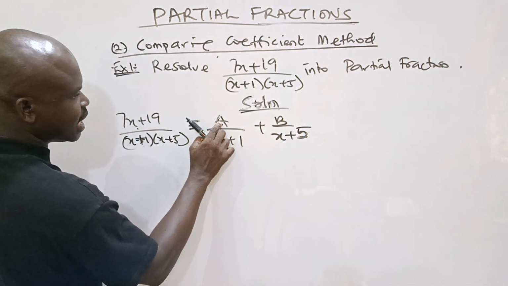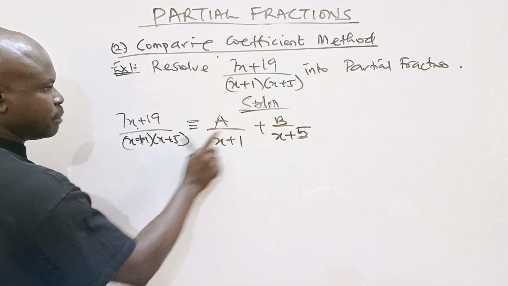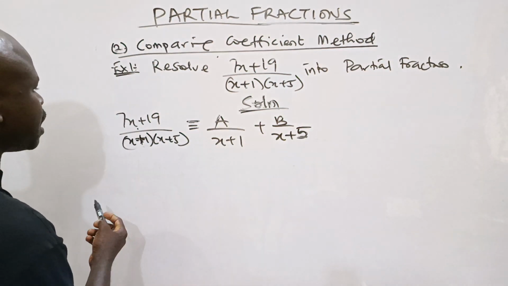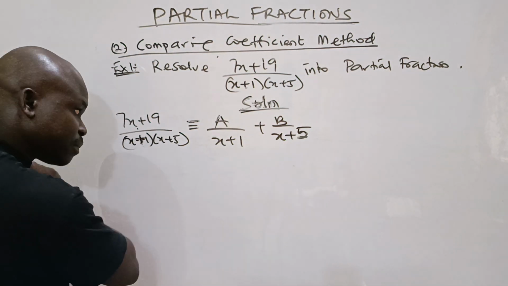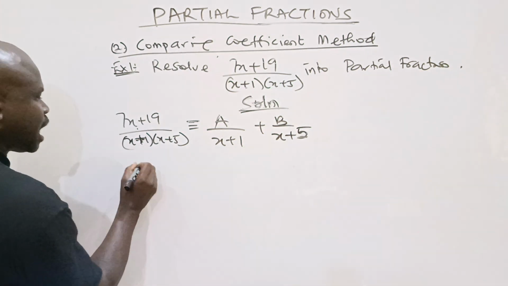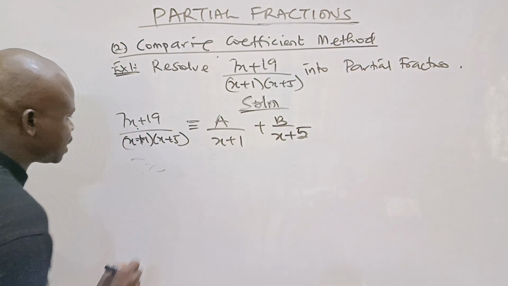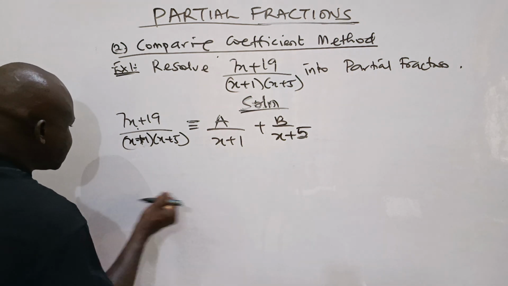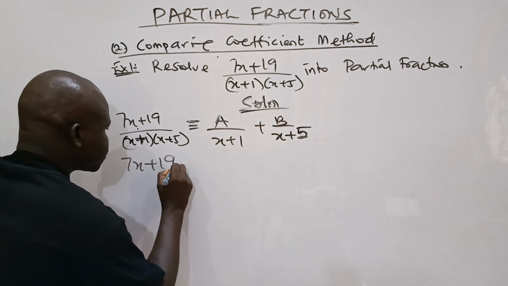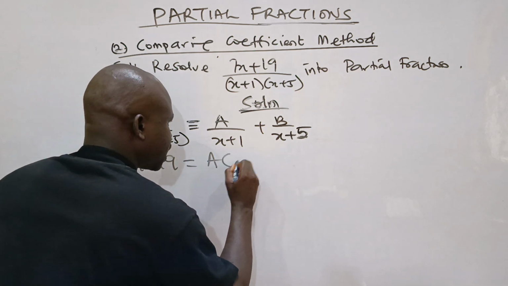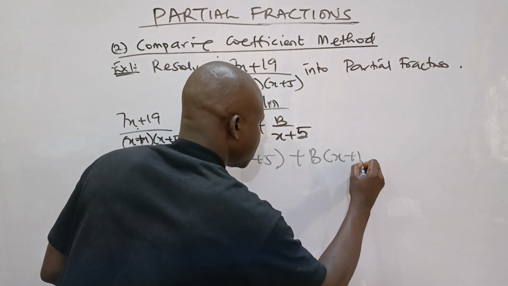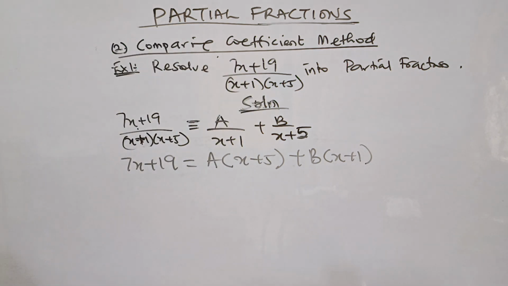That's why we express this as A all over the first one, then B all over the second one. You can use any letters. In this case, if I multiply everything through by the denominator of the left-hand side, I'm going to get 7x plus 19 equal to A into bracket x plus 5, then plus B into bracket x plus 1. That is what I'm going to get.